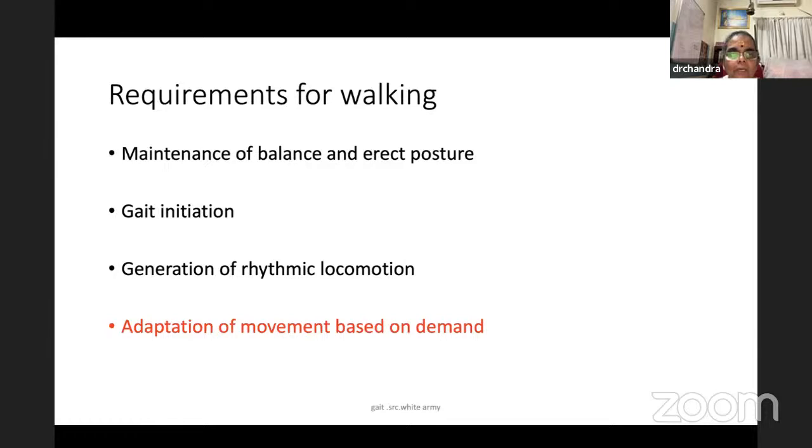So for this requirement, we need balance and erect posture. We need gait initiation. Then we need generation of rhythmic locomotion and adaptation of movement based on demand. So normal posture, normal initiation, normal rhythm. In addition, for new demanded movements, you should be ready.